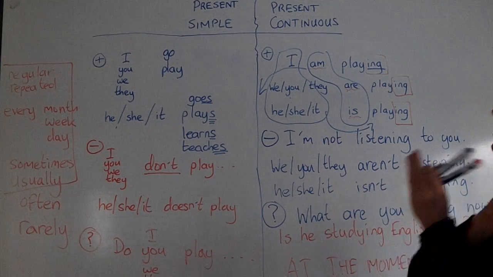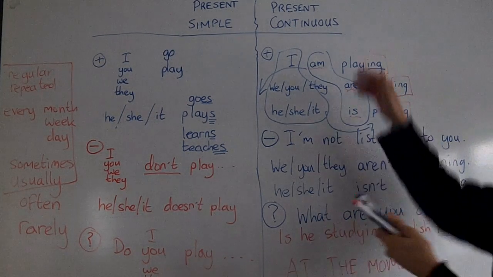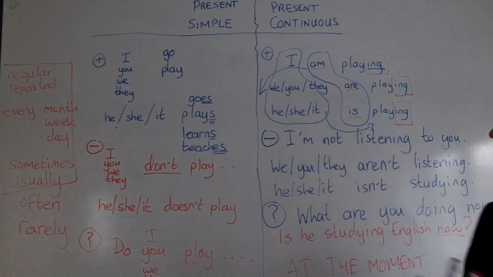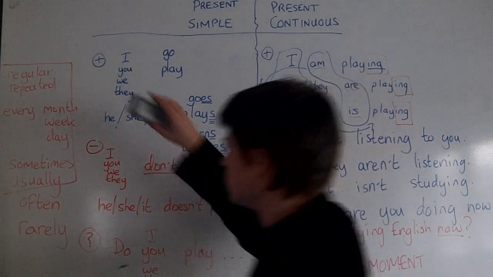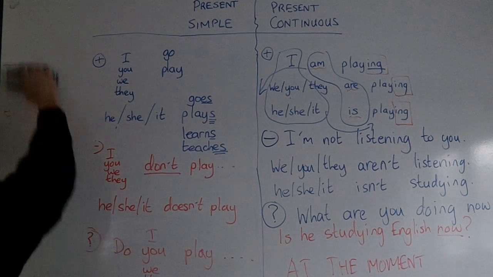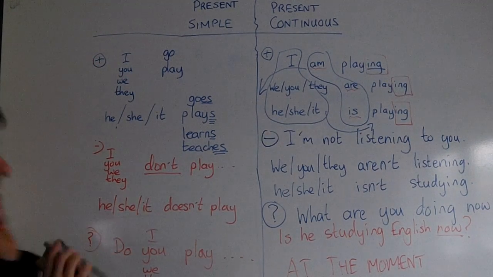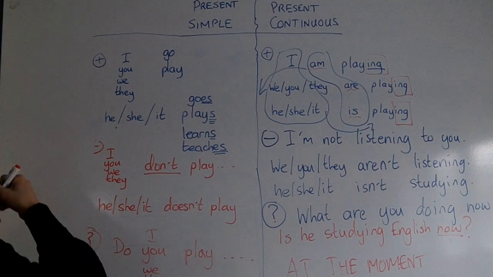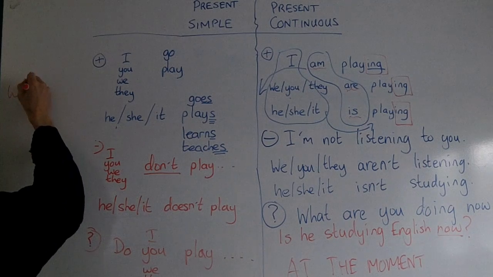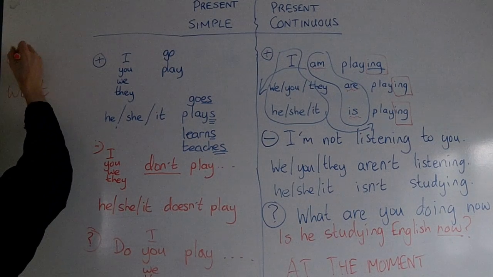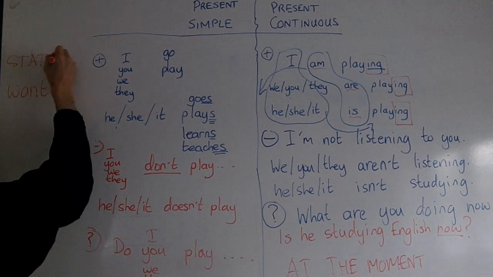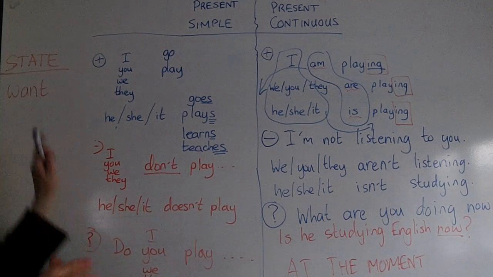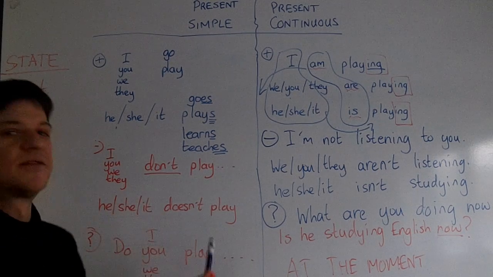Some verbs in English you never use in continuous. We call these verbs state verbs, and they are important. I'm going to quickly write them here. We never use these verbs in continuous, we always use them in simple. So, want. This is a very important one, state verbs. Want. You never say, I am wanting. Don't say, I am wanting. You say, I want a cup of tea.